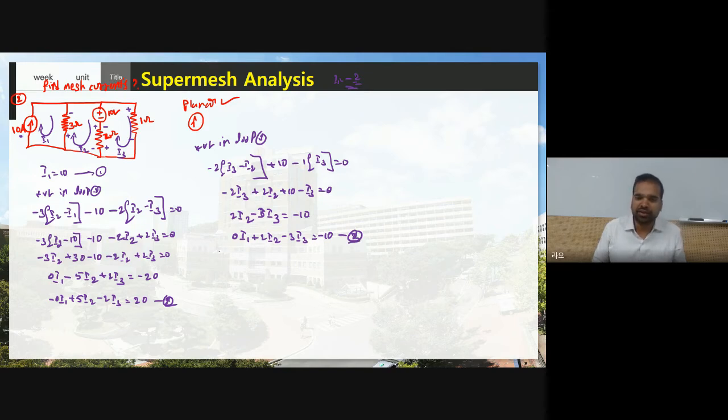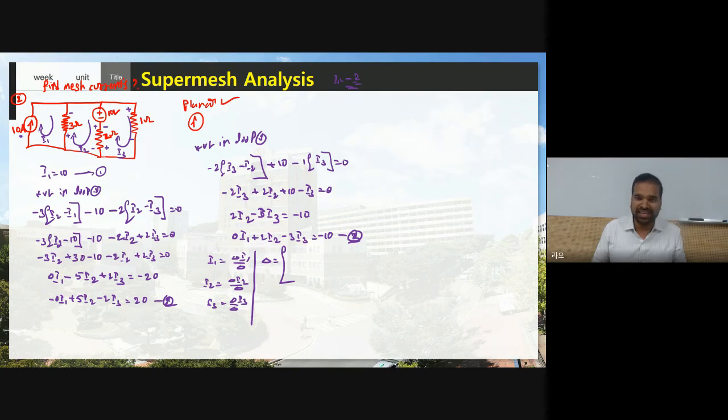Now you have three equations. From these three equations, you can find I1 as delta I1 by delta by Cramer's rule, and I2 as delta I2 by delta, and I3, this is what? Delta I3 by delta. Now if you know delta, delta I1, delta I2, delta I3, and the determinant, you can find I1, I2, I3. So delta equal to what?